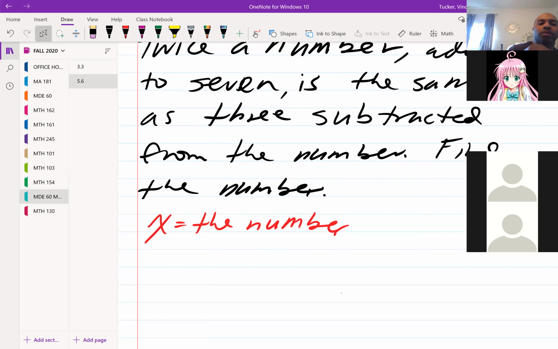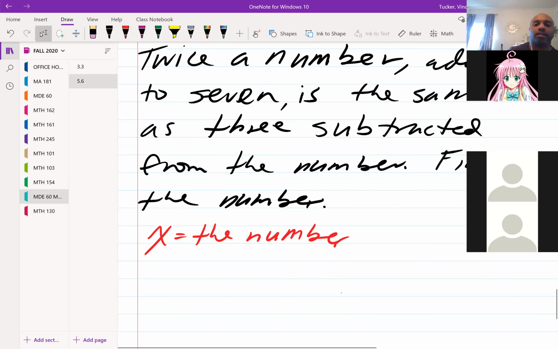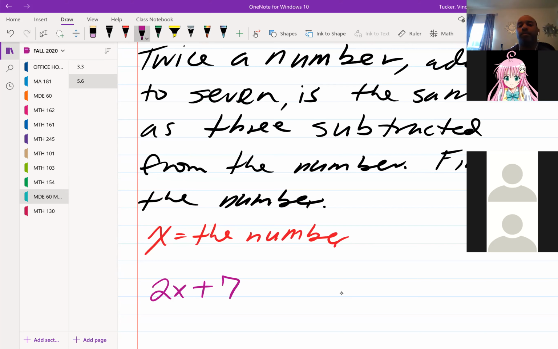And so step 3 is to write an equation. So in this case, it says twice a number, which is 2x, added to 7, plus 7, is your equal sign, or is the same as. In this case, they gave us is the same as. A lot of times they just say is.